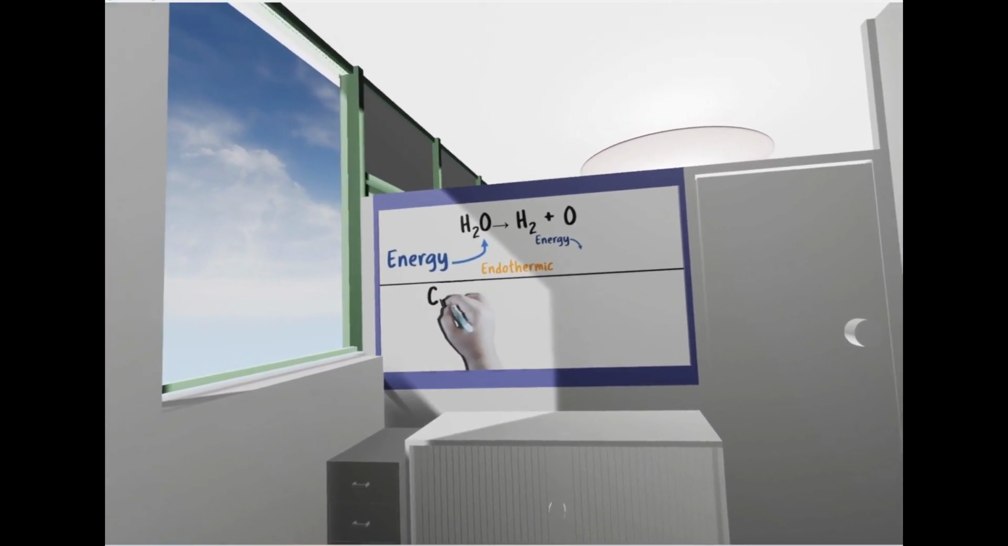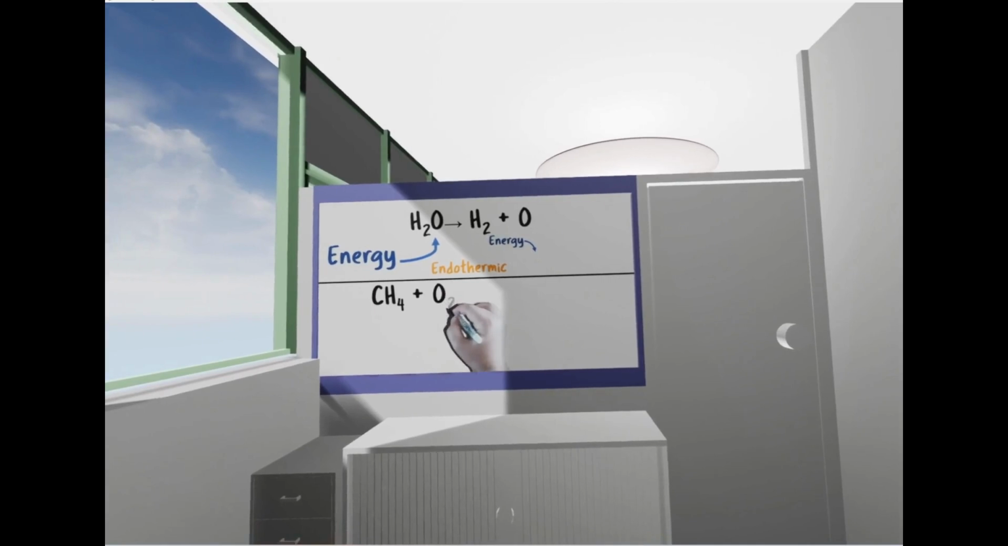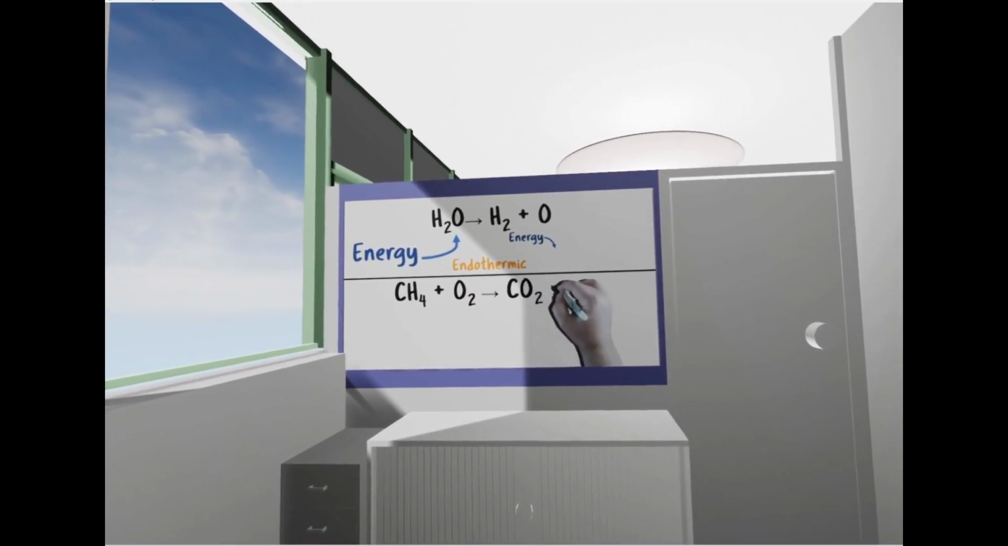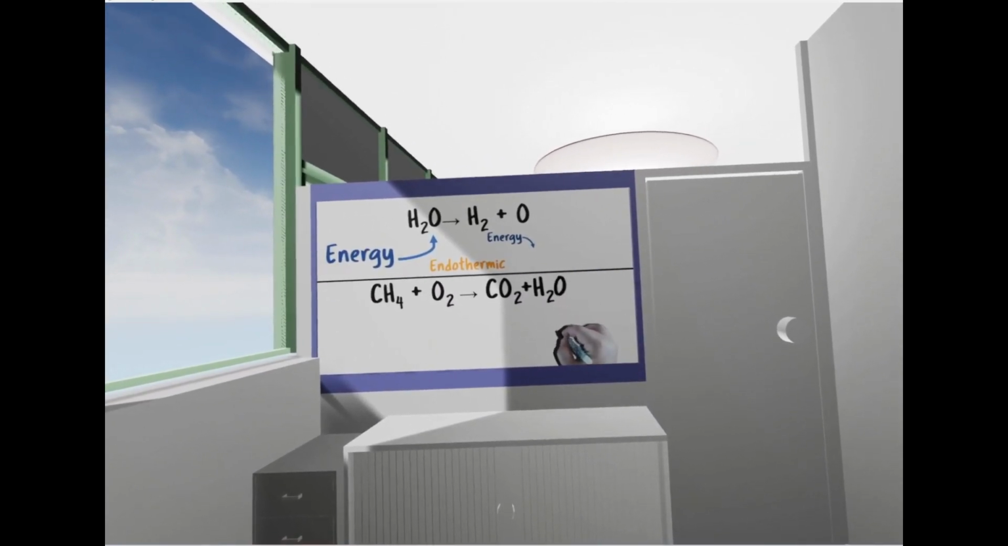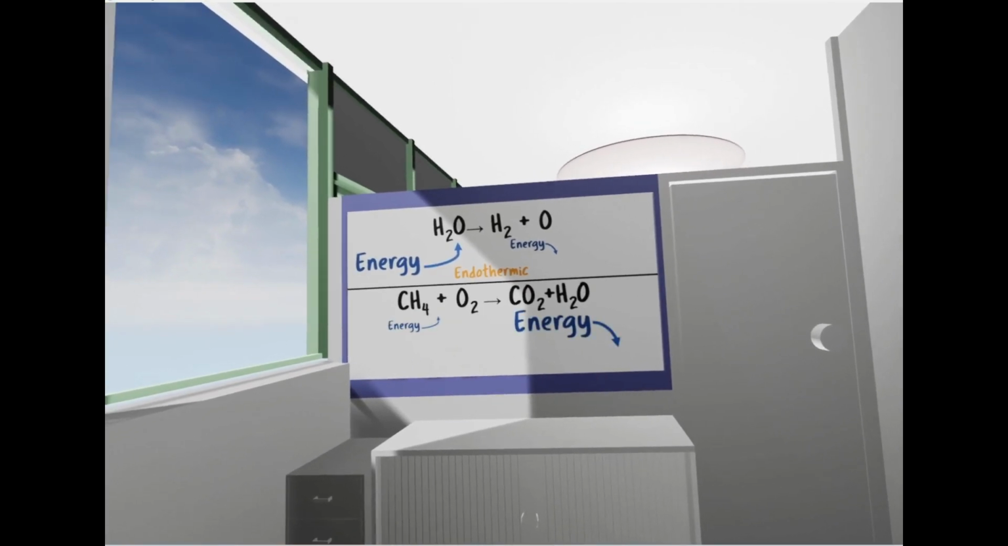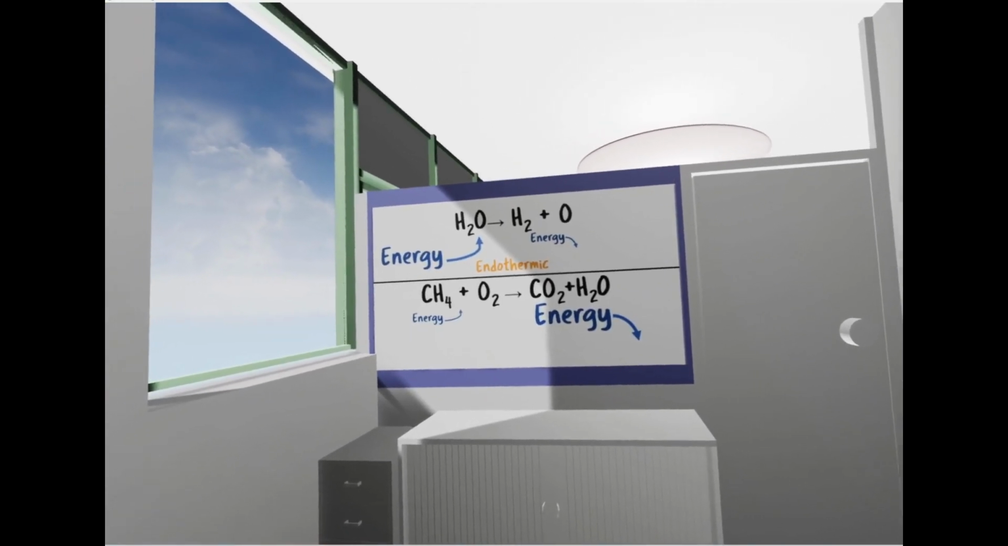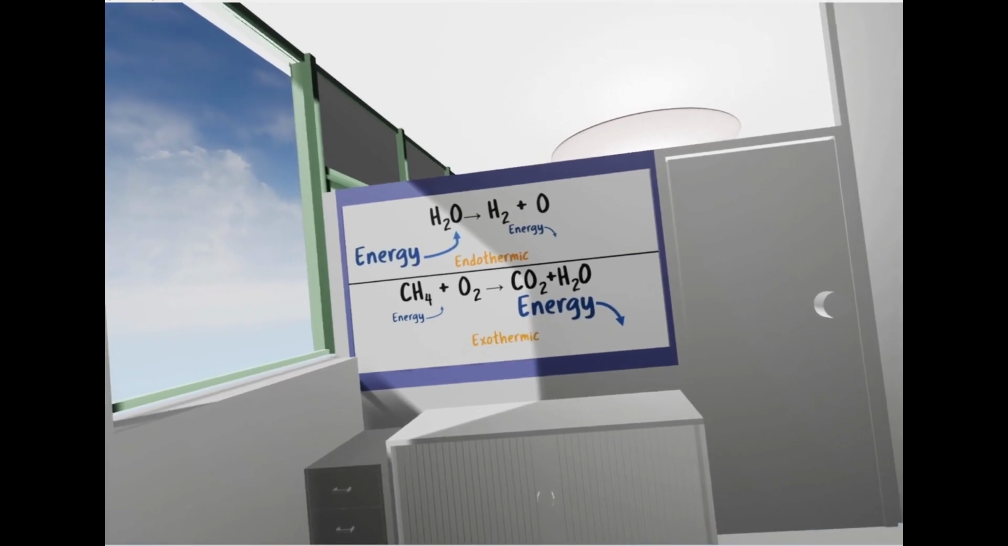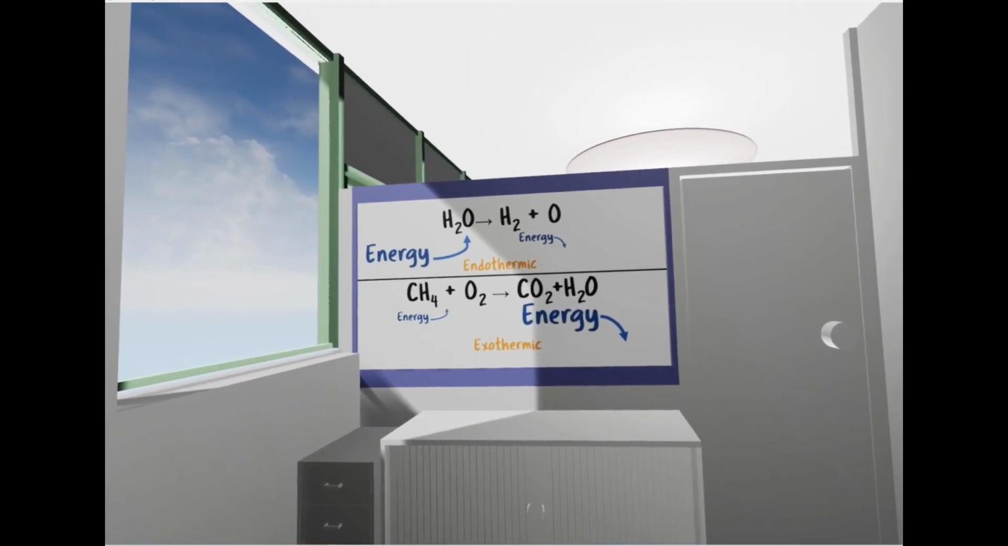If the reaction releases more energy into the surroundings than it absorbs, the surrounding area will have more energy than it started with and will be hot. This is called an exothermic reaction. A fire is an exothermic reaction.